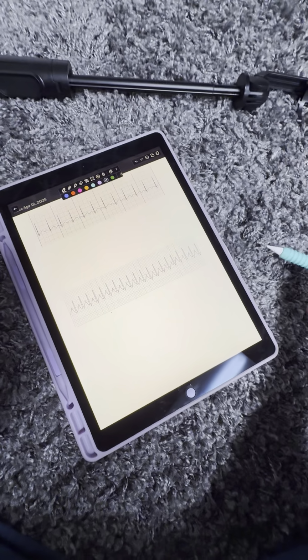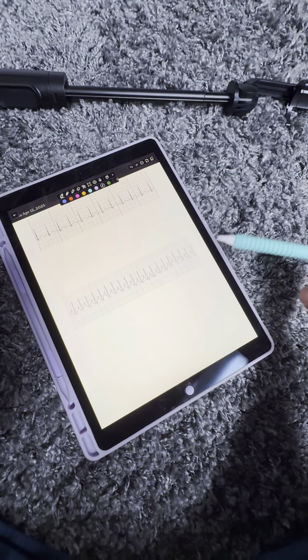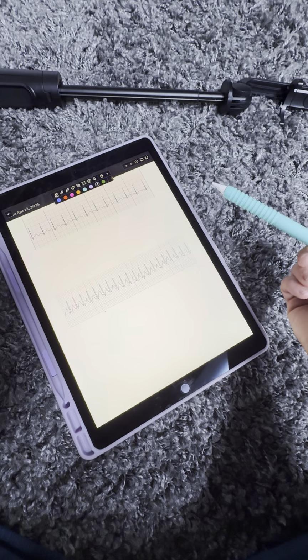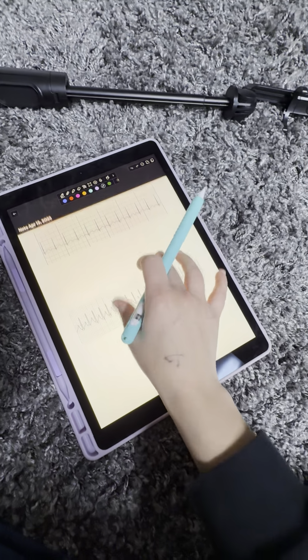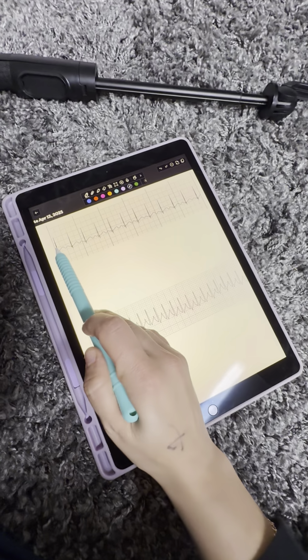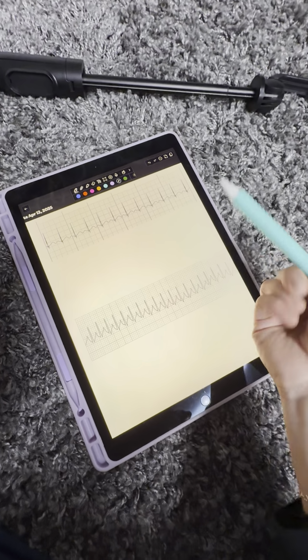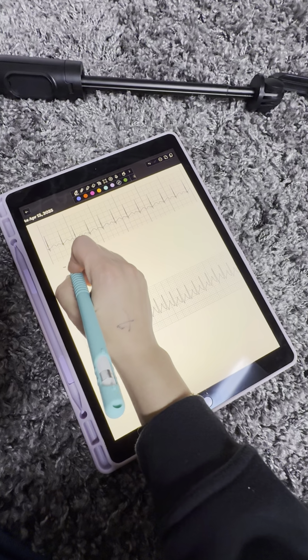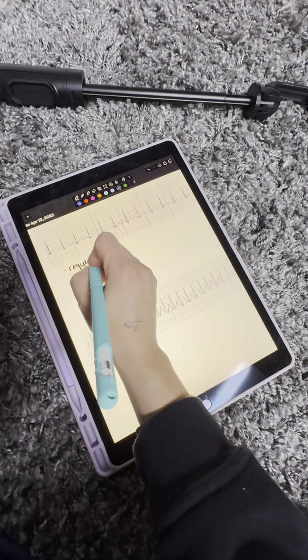So I have two strips here. These are two different strips. These are both 6-second strips. So let's start with the top one here. What I look at off the bat is that I see that there is regularity in this. So I'm going to take note of that. This is nice and regular.